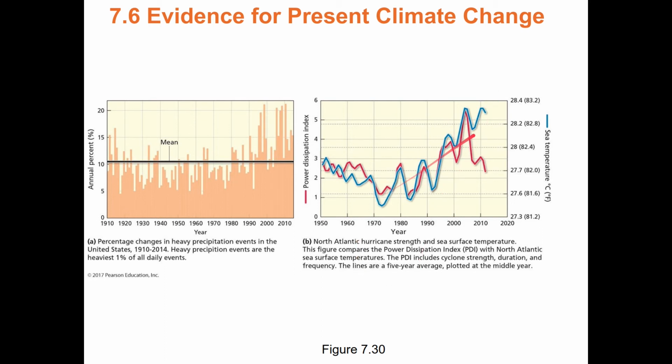From 1970 to the present, the energy released by storms has doubled. Not the number of storms, but the energy released by hurricanes has doubled. At the same time, the sea surface temperature warmed by about a degree. So a degree of warming in the ocean results in a doubling in hurricane power.